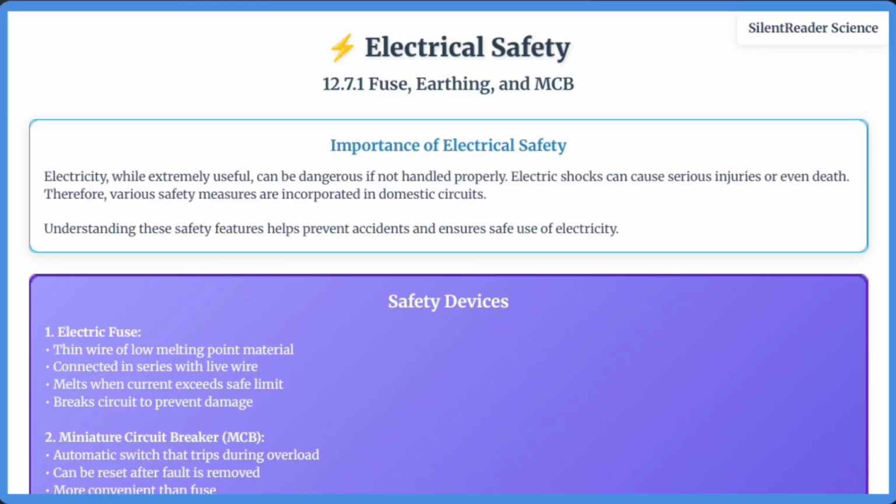Earthing or grounding provides a safe path for leakage current to flow into the ground. It prevents electric shocks when touching metal body of appliances, damage to appliances due to voltage fluctuations, and fire hazards due to short circuits. The earth wire is connected to a metal plate buried deep in moist earth.